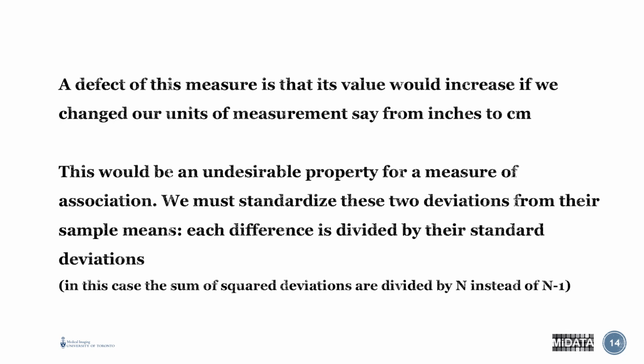So, as we've seen before already, we must standardize these two deviations from their sample means. Each difference then is simply going to be divided by its standard deviation. Now in this case, you'll note that the sum of squared deviations is going to be divided by n instead of n minus 1. If you remember when we were calculating the variance, we divided by n minus 1, and we explained why we were doing that for an unbiased measure.